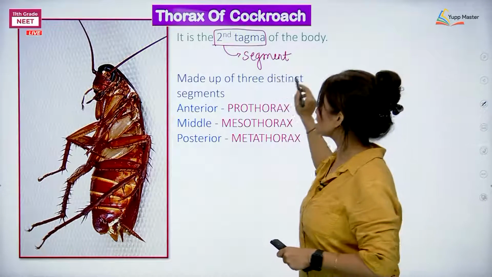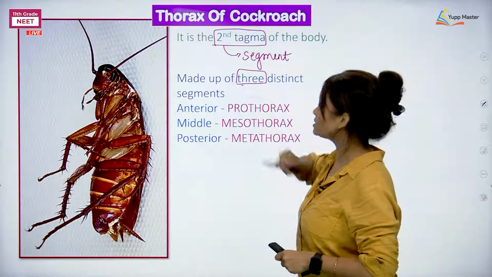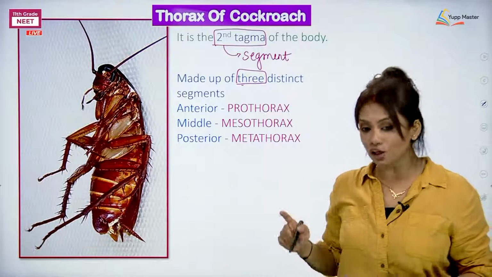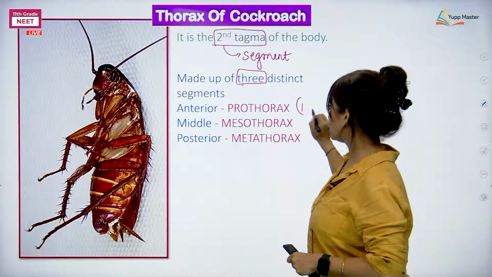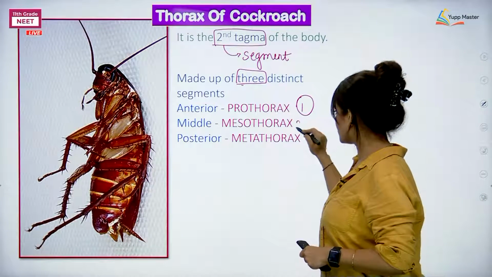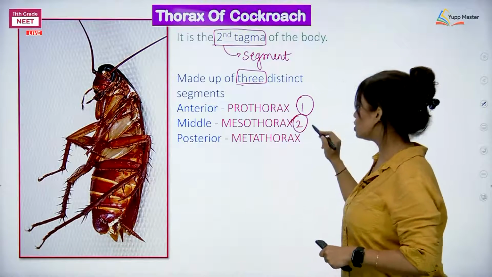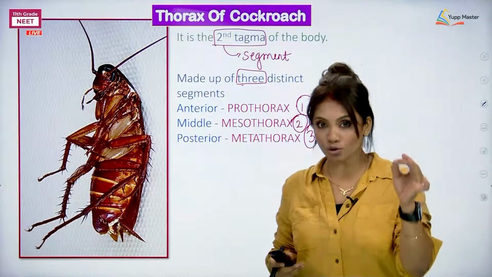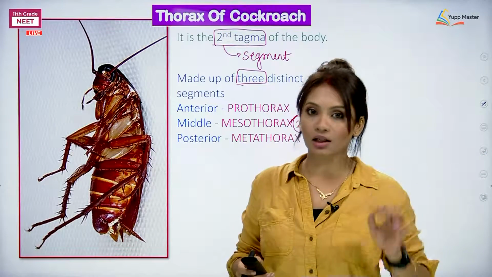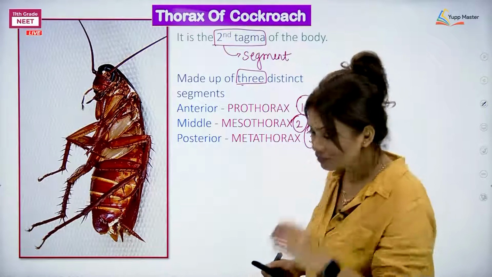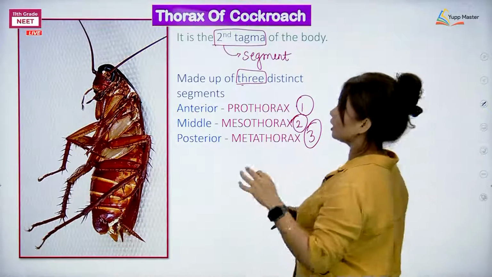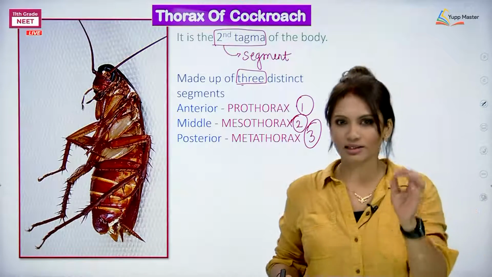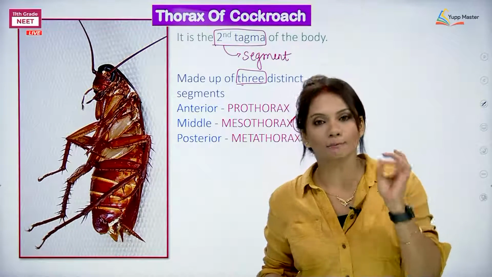The thorax is made up of 3 distinct segments. Which are those 3 segments? Let's remember those names together. First is called the prothorax, second is the mesothorax, and third is the metathorax. These are the 3 segments of the thorax of the cockroach. Don't forget these names: prothorax, mesothorax, and metathorax.